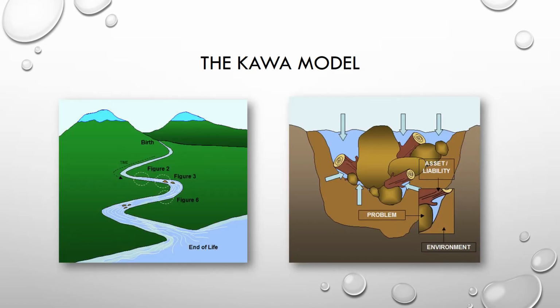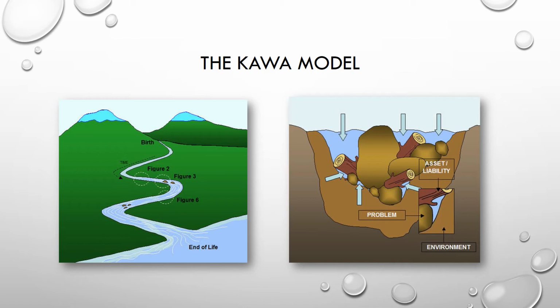And finally, the KAWA model for our occupation-based models. This model is made in response to the fact that most of these other, or all of these other models are very Western in their approach. So this was made by a Canadian-Japanese citizen named Iwama, and he developed a model that is somewhat lifespan in its approach because it looks at life as a river. Kawa means river in Japanese.